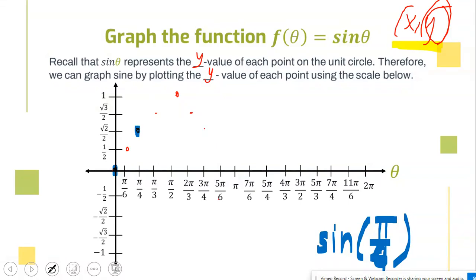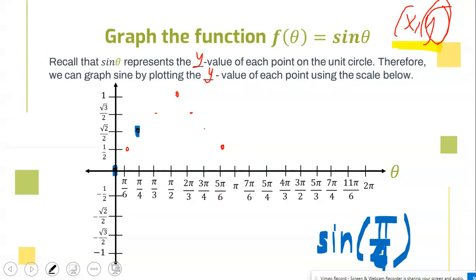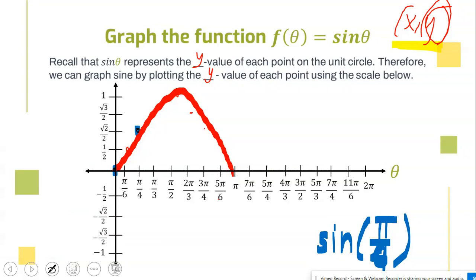And you might be starting to notice the pattern by now. Now, when we finally get to pi, x is negative 1, y is 0. So we're going to go back down here to 0. Okay? We can start to see that the top half of this graph is going like this. Right? Now, I want you to make a prediction. What do you think is going to happen with the bottom half of the graph? Well, let's take a look and find out.